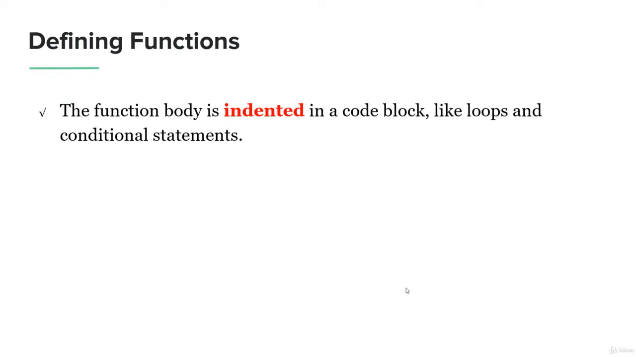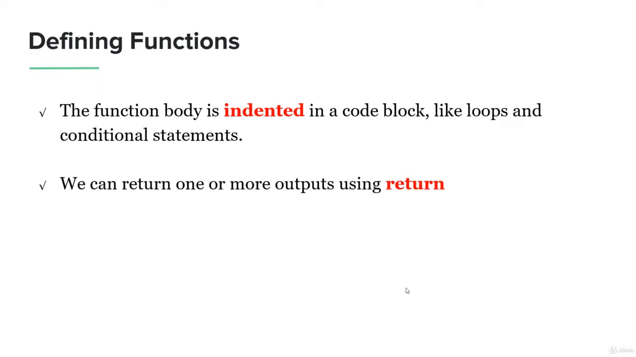After that, we have the function body, and the function body contains the logic of the function. So we need to have it indented, right? In a code block, just like the loops, condition statements, while loops, for loops, if conditions. We saw this concept of code block or indentation before, so we need to do this here also. And as we said, we can return one or more outputs or no outputs at all using the return keyword.